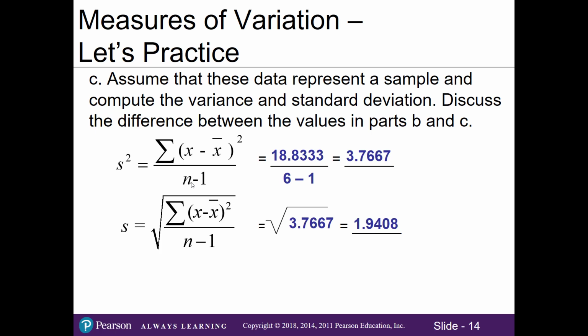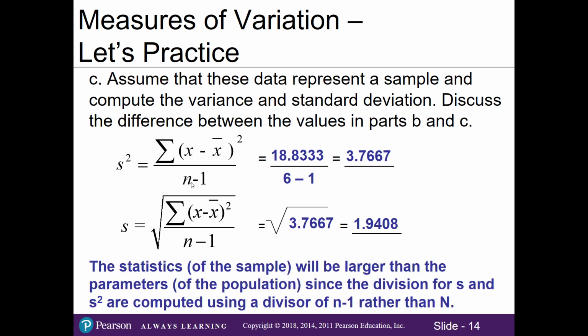Now if you look at the answers you got in part B and part C and compare the two, you'll notice that our statistics from the sample will be larger than our parameters that we calculated for the population, because the division for s and s squared uses a divisor of n minus 1 instead of big N.